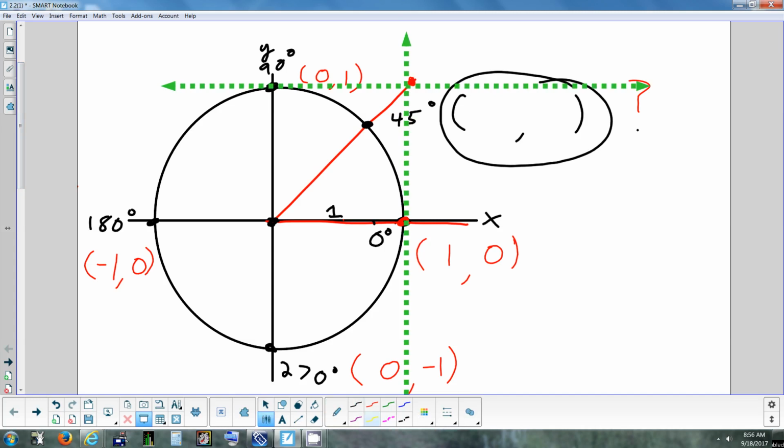So the coordinate for 45 degrees is a number smaller than 1, comma, and then the same number again. But again, for today, I'm not going to tell you what it is. We'll look at that more tomorrow.